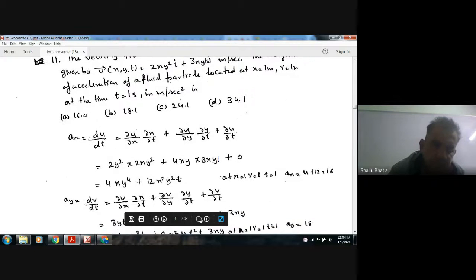So this is your ax. Putting x is equal to 1, y is equal to 1, t is equal to 1, we get ax as 4 plus 12, 16.